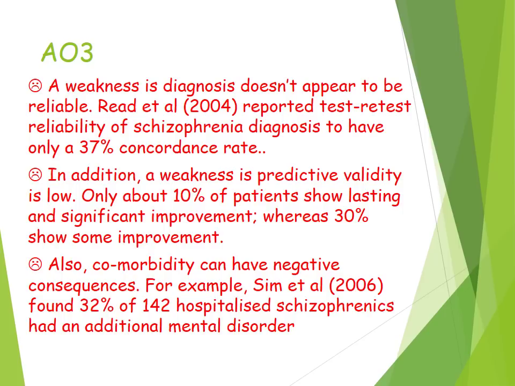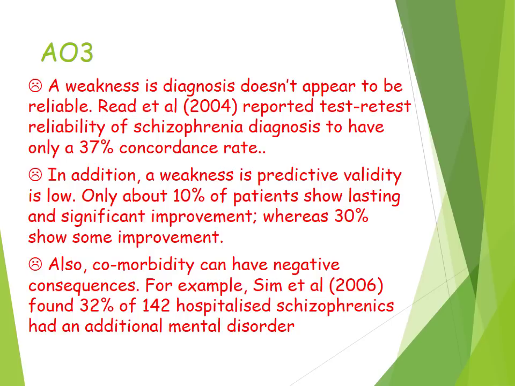Equally, a weakness is that predictive validity is low, so only 10% of patients show a lasting and significant improvement, and 30% show some improvement. So this would imply that we are not valid in our diagnosis. We're not accurately diagnosing a person with schizophrenia because we're not able to treat them successfully.